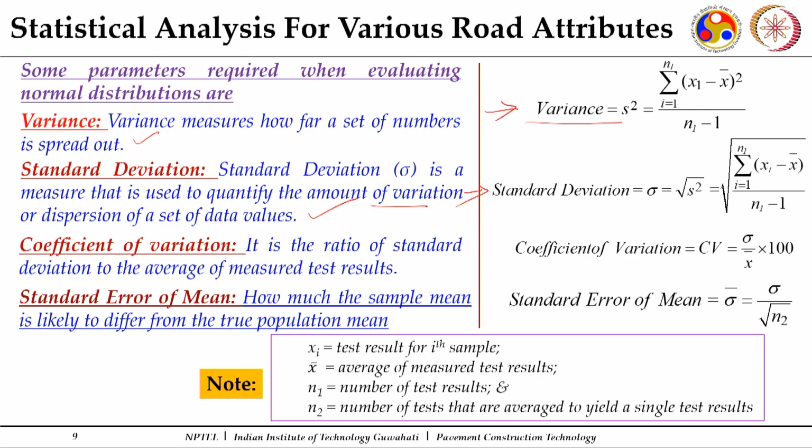Then we have the coefficient of variation. It is the ratio of standard deviation to the average of measured test results. This is again many a time referred to. Then we have one more parameter, which is the standard error of the mean, specifically the sample mean. When we are looking at a small number of samples, this sample mean may differ a bit from the true population mean. So, we have the standard error of the mean. These are certain parameters required in the statistical analysis of the results which we attempt for road construction works.